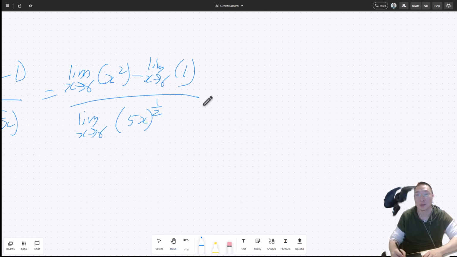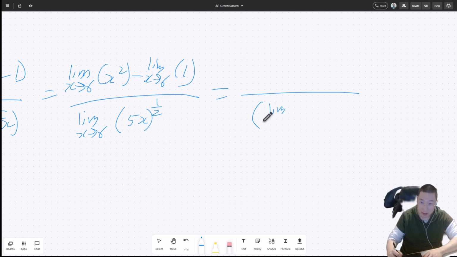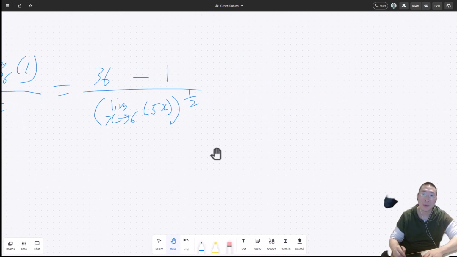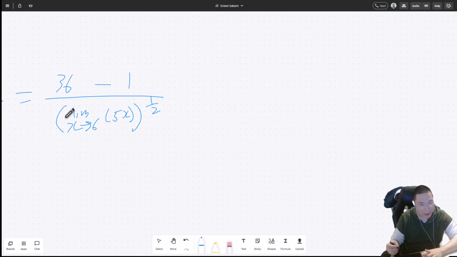So next step, let's do the denominator first. The denominator will be the limit as x approaches 6 of 5x, all to the power of 1/2. Next, we're going to work on the numerator. The limit as x approaches 6 of x squared is just 6 squared, which is 36, minus the limit of the constant, which is just the constant itself, so we have 1. Now let's go back to the denominator, right?